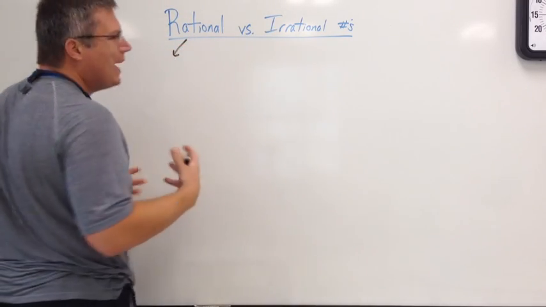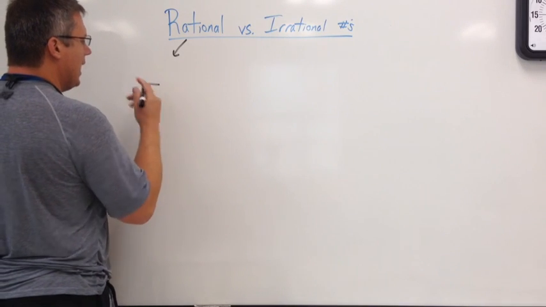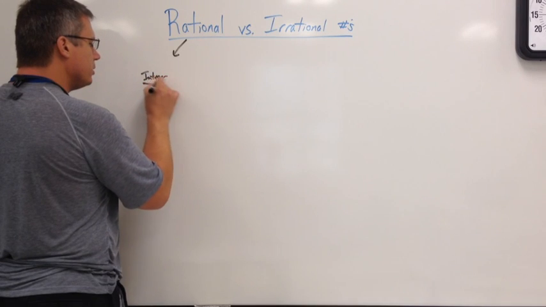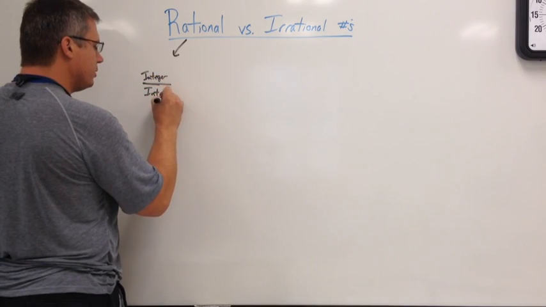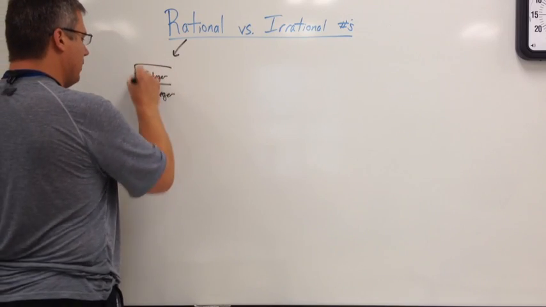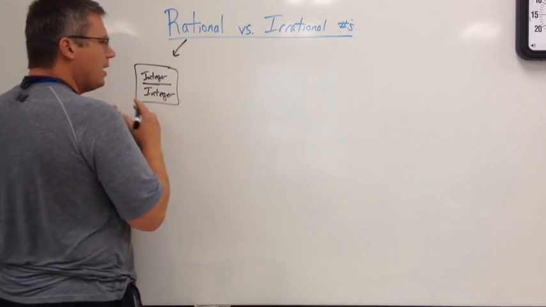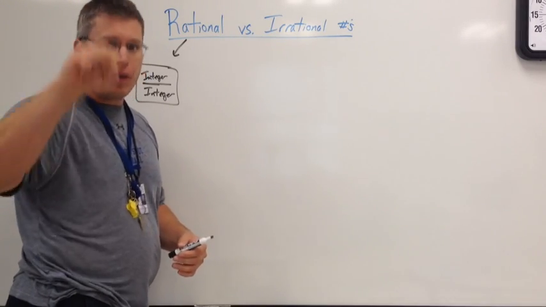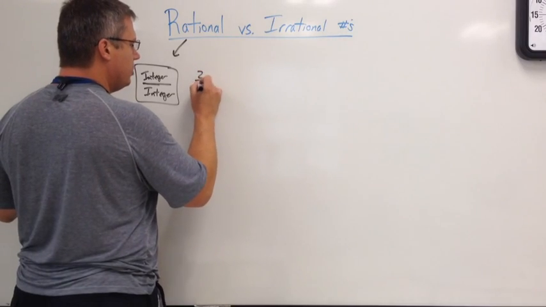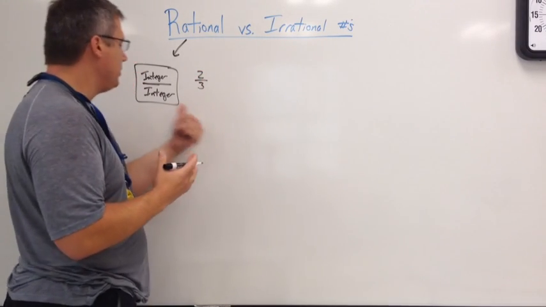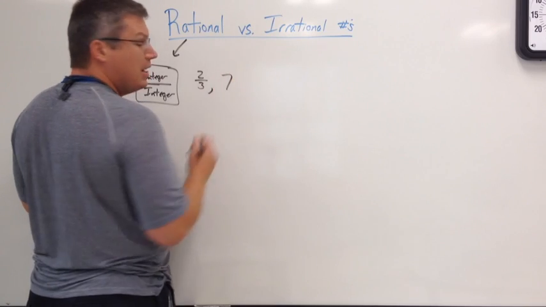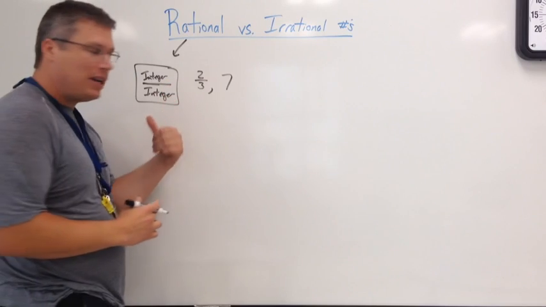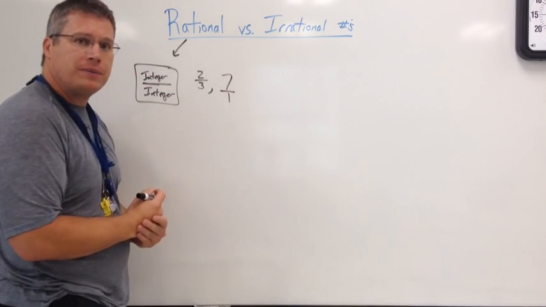First of all, a rational number by definition is any number that can be written as an integer over top an integer. That's the definition of it. So what does it look like? It looks like any number you can imagine that can be written as an integer, positive or negative, over a positive or negative. So for instance, 2 over 3, that's rational. Why? Because it fits the definition. 7 is rational. Can you tell me why 7 is rational? Can it be written as an integer over an integer? Yeah, it can be written as 7 over 1.